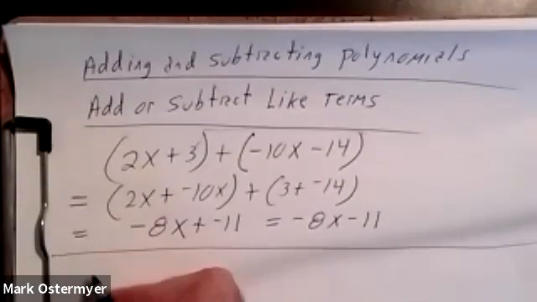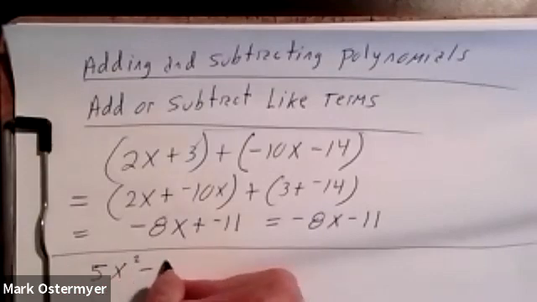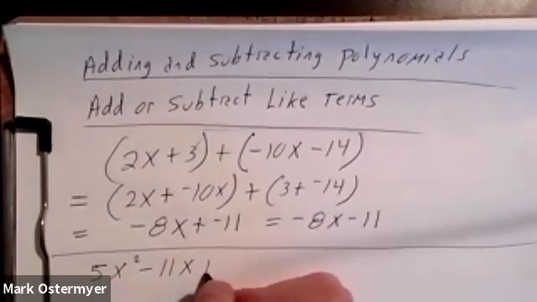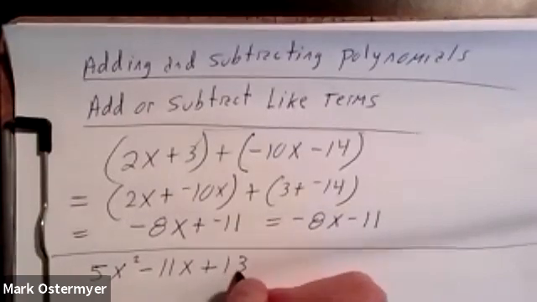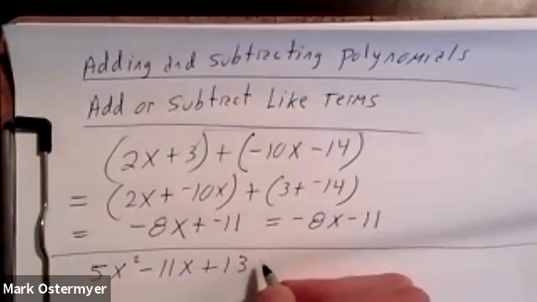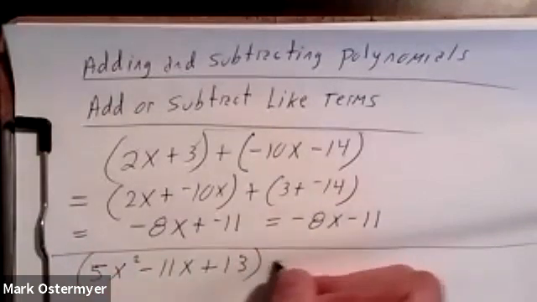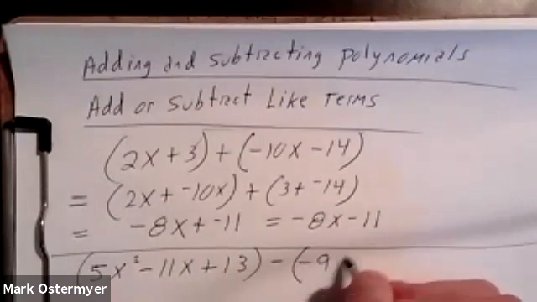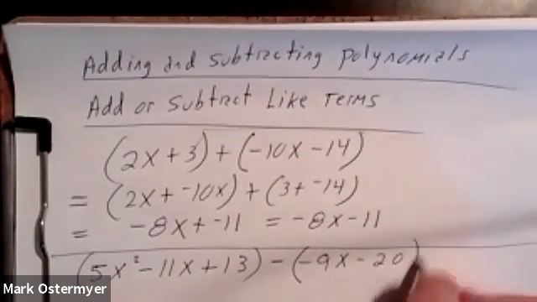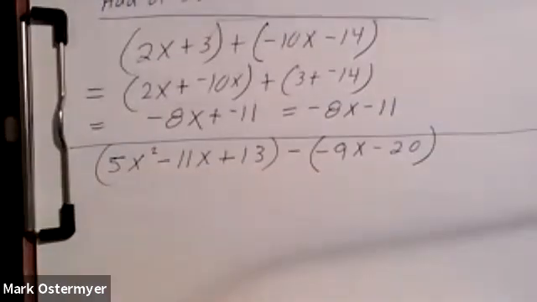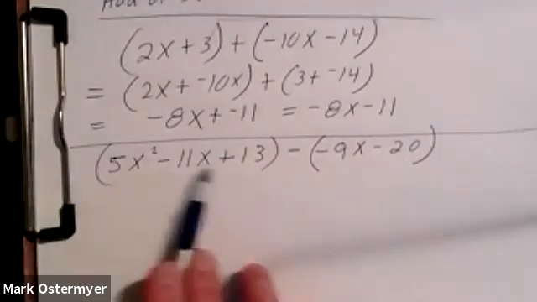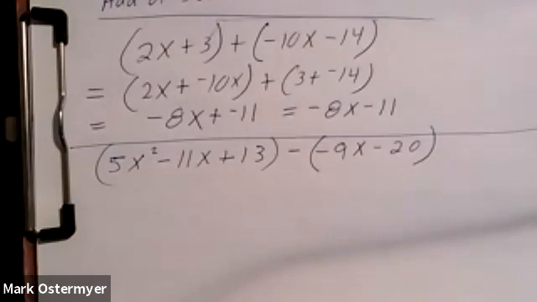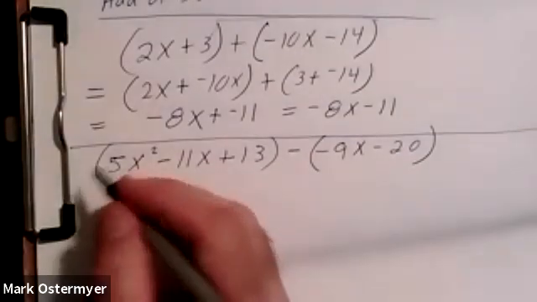Subtraction works essentially the same way. So if I take this trinomial, which is 5x squared minus 11x plus 13, and suppose I want to subtract off from this trinomial this binomial here, negative 9x minus 20, okay? So how would we subtract these polynomials here? Subtracting this binomial from this trinomial. Well, we learned a long time ago that subtraction is the same thing as adding the what?